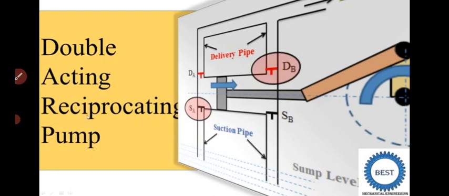Before going on to construction and working, I will explain the meaning of double acting. Generally, double acting means on both sides of the piston, this is the piston, this is one side of the piston, this is the other side. Both sides of the piston, suction and delivery take place. It is known as the double acting reciprocating pump. What is single acting? This is the piston, and on only one side of this piston, suction and delivery take place. It is known as the single acting reciprocating pump.